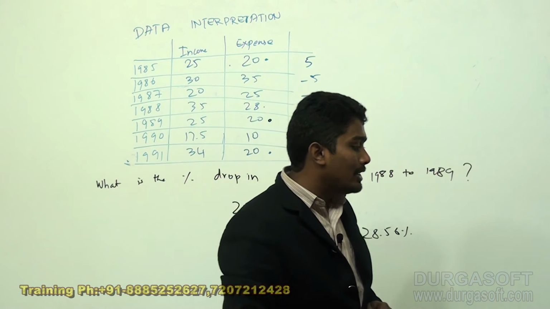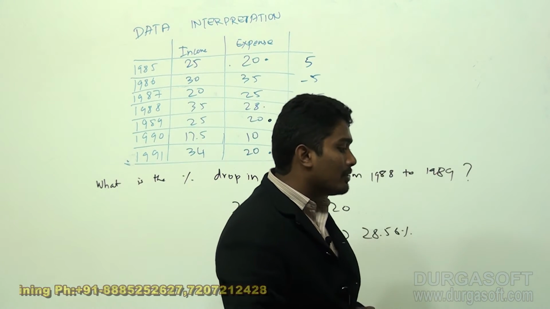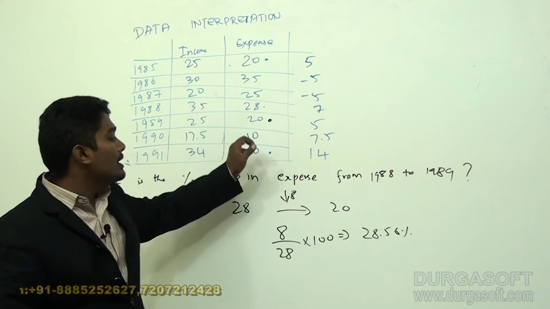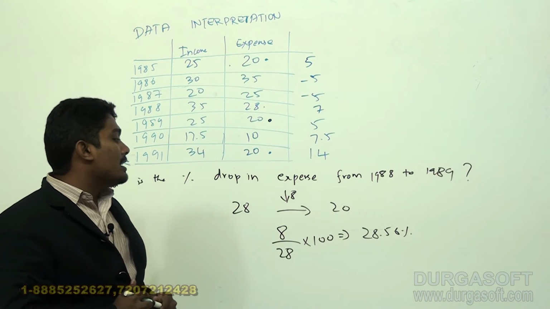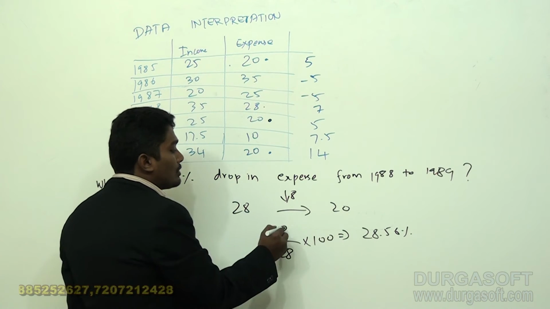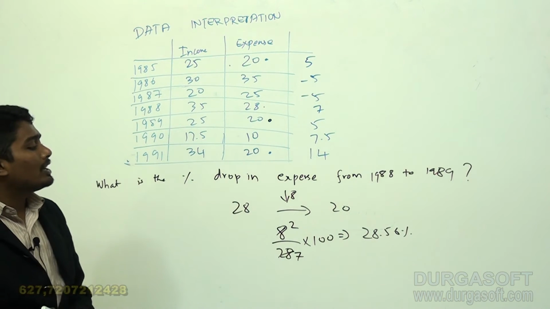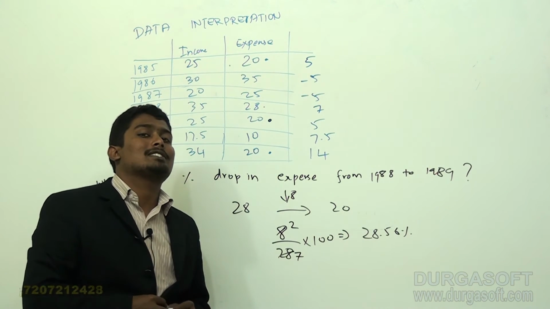What is the approximate percentage drop in expenditure from 1988 to 1989? The answer will be 8 by 28 into 100. In the table of 4, I can divide this by 4, so 2 by 7 into 100, which is 200 divided by 7, and 28.56 will be the answer here.